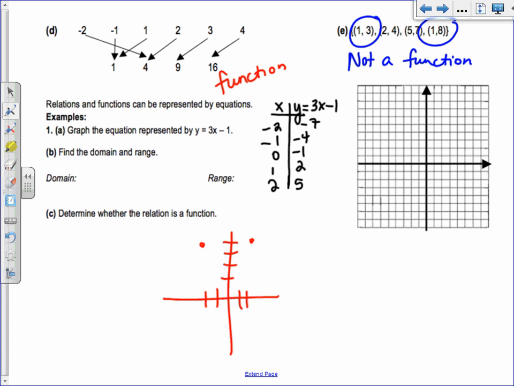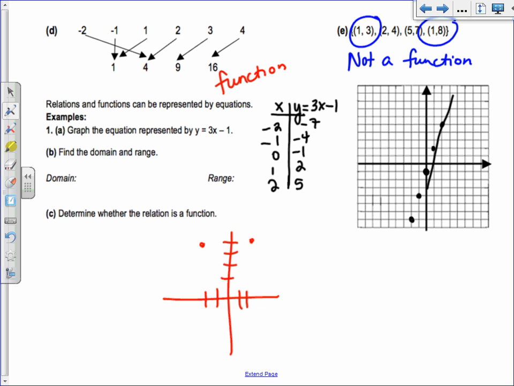All right, these are all points. So I have -2 comma -7, -1 comma -4, and so on. So -2 comma -7. 1, 2, 3, 4, 5, 6, 7. Oh, whoops, I went the wrong way, didn't I? Could have gotten a bonus point. -2, 1, 2, 3, 4, 5, 6, 7. -1, 4. 0, -1. 1, 2. 2, 5.